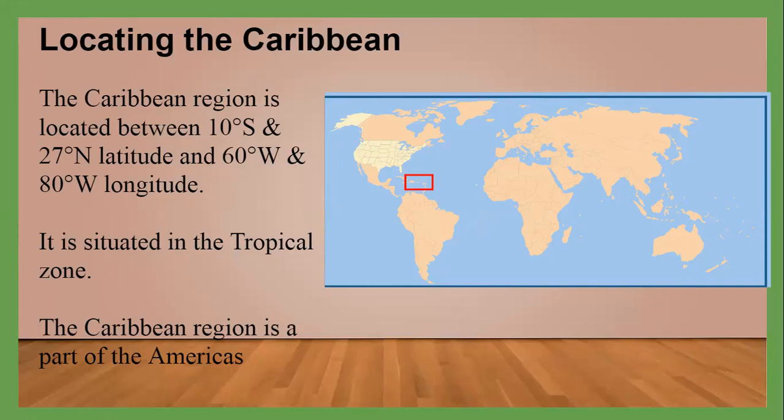The Caribbean region is located between 10 degrees south and 27 degrees north latitude and 60 degrees west and 80 degrees west longitude. It is situated in the tropical zone and it's the region that is part of what we call the Americas. So that's where we locate the Caribbean. And if you look on this map, that area in the red box, that's where the Caribbean is located.